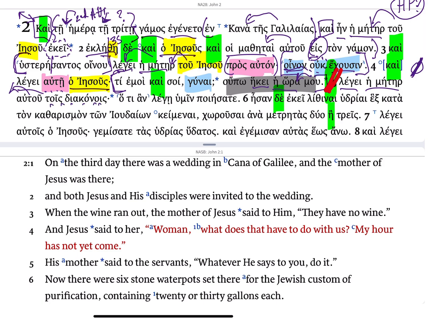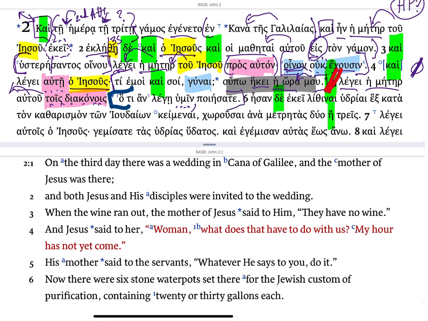So his mother says to the servants, there's the dative, indirect object again, rather than the pros. And what does she say to them? Here's the direct discourse: "Whatever he says to you, dative, do."